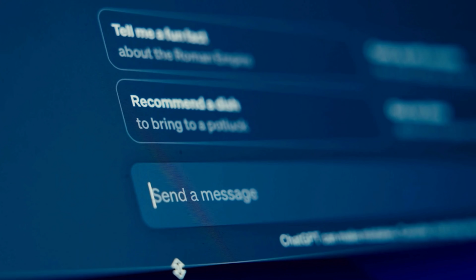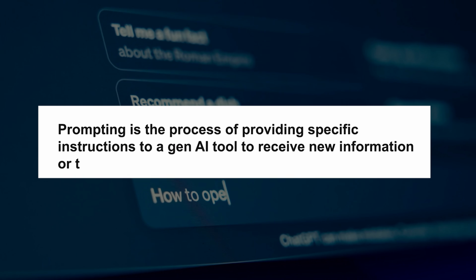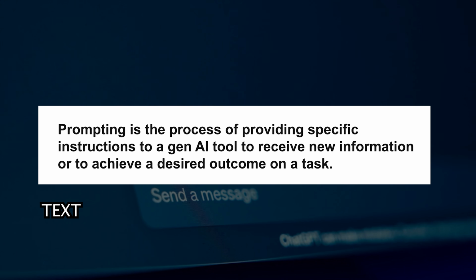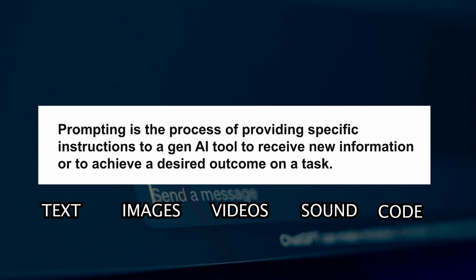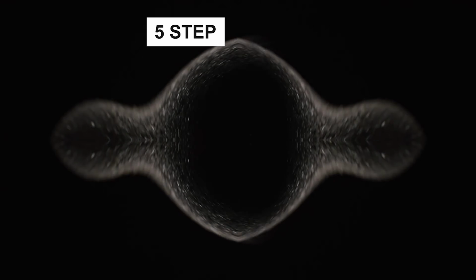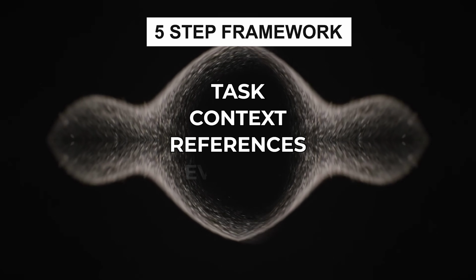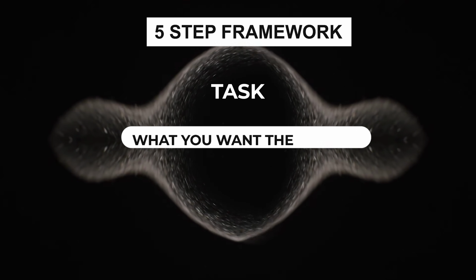Let's first define prompting. Prompting is the process of providing specific instructions to a Gen AI tool to receive new information or to achieve a desired outcome on a task. This could be text, images, video, sound, or even code. The course provides a 5-step framework for how to design a prompt. Task, context, references, evaluate, and iterate. The task is what you want the AI to do.